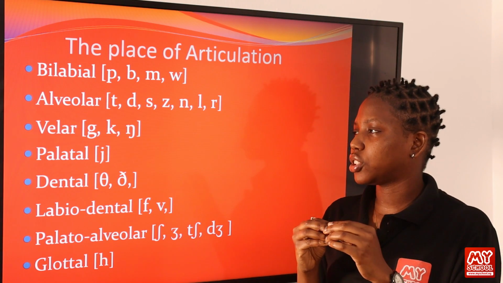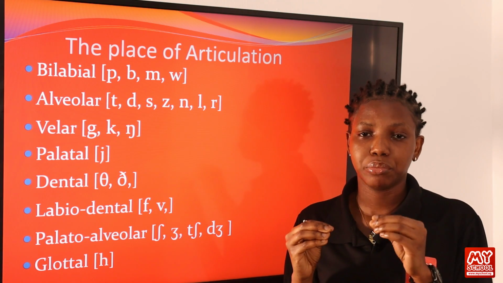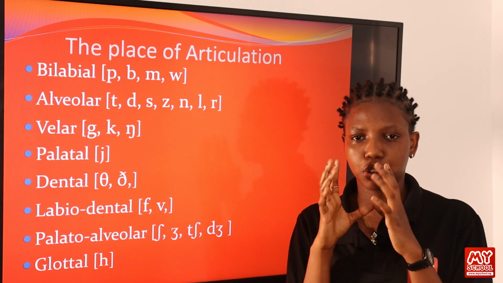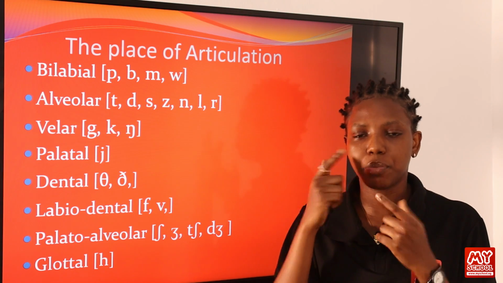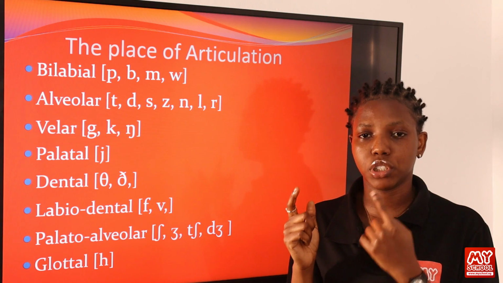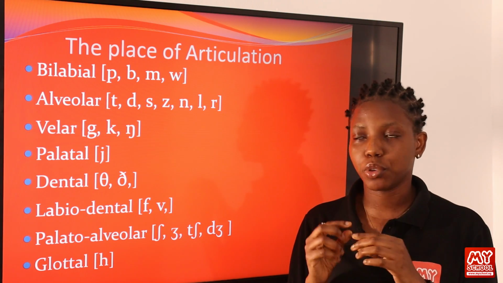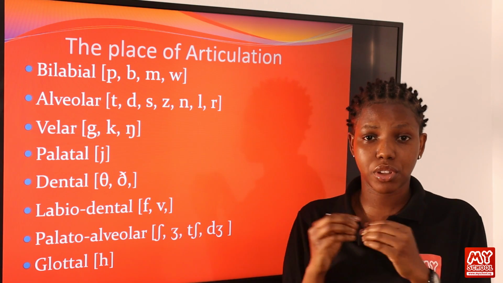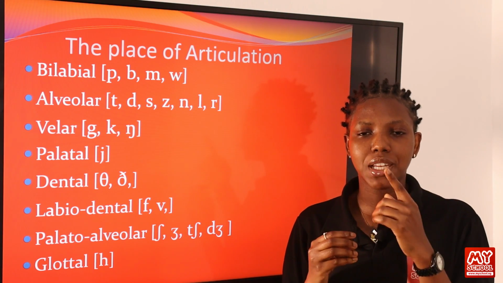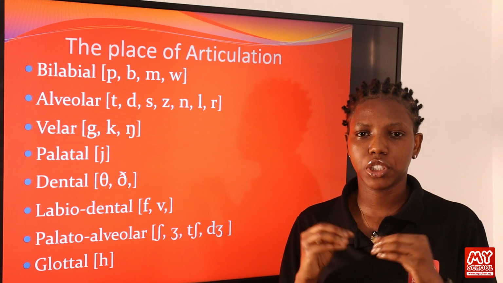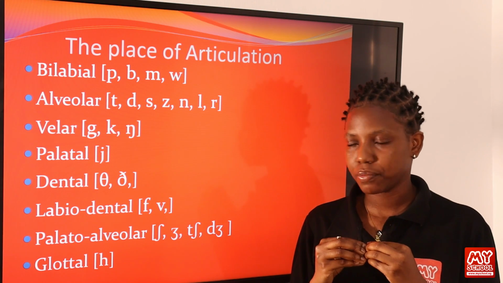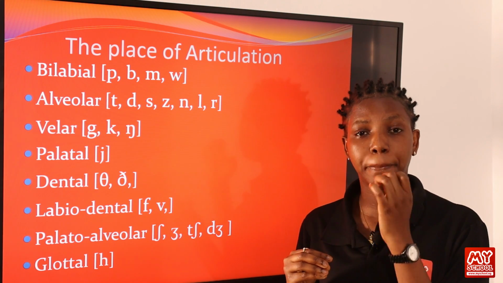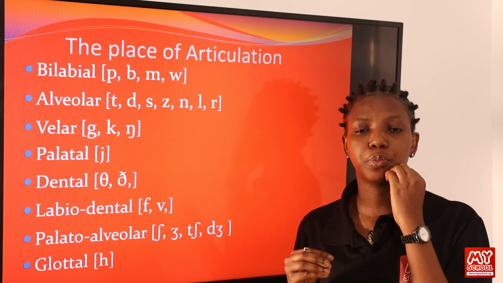So the first one is bilabial. Bilabial uses the 2 lips, the upper lip and the lower lip. That's why it's called bilabial. And you can see the classification, we have 4 sounds under the bilabial. So the upper lip and the lower lip are involved in this production. That is the place where the sound is produced.